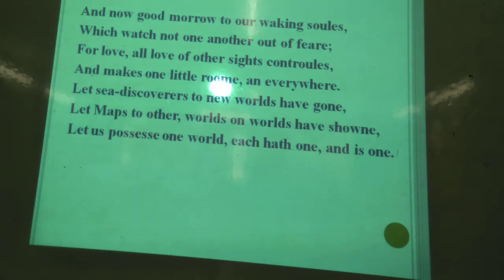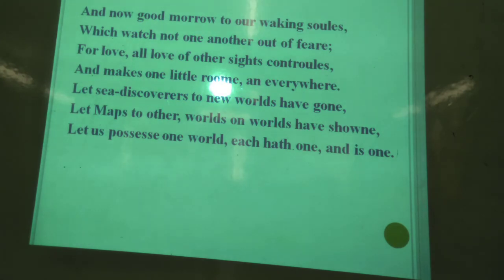Let maps to other. What does it mean? Whenever the discoverers discover the land, they draw it on the map as well. So let them do their own work. We should not bother them. We should not waste a single moment. Rather, we should love each other. Why? Because tomorrow we will survive or not, we don't know. Whether we get any chance to love each other, we don't know. But we should love while we have the time.